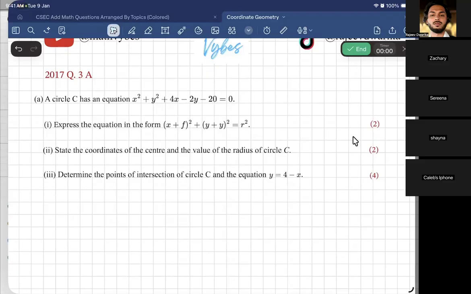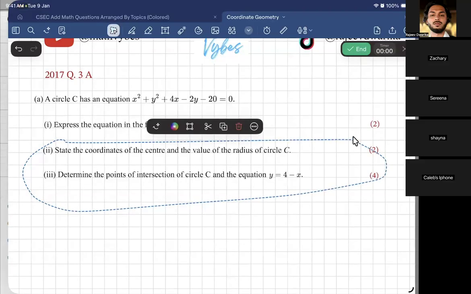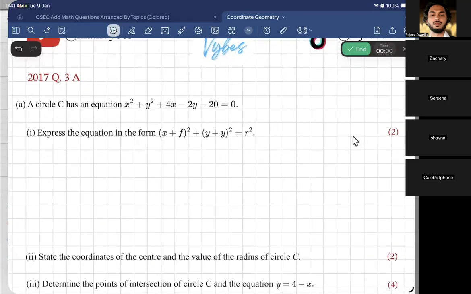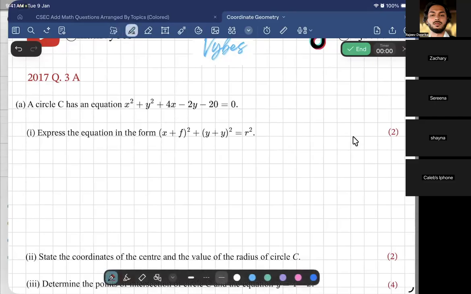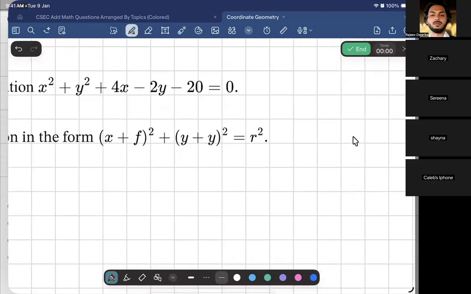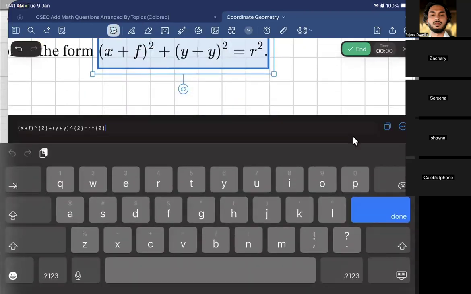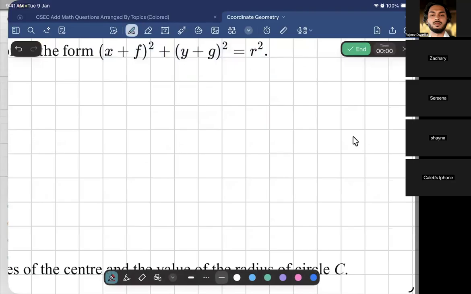Zachary, you could relax for a bit. All right. So, Caleb, read the question for me. Express the equation in the form (x plus f) squared plus (y plus g) squared equals r squared.